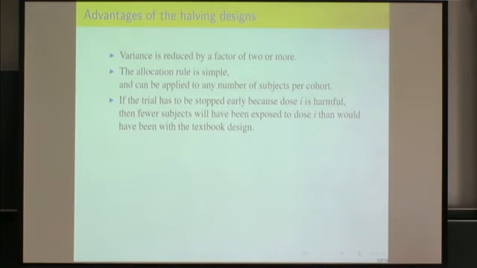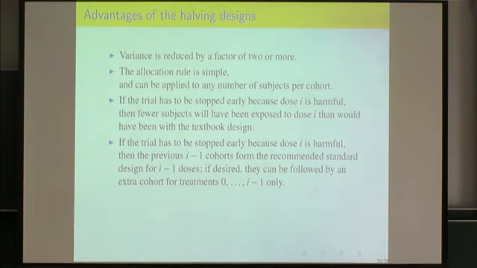A rather nice thing, if the trial has to be stopped early because you found a harmful dose, then actually fewer subjects would have been exposed to that dose than if you did the textbook design. And if you do stop the trial early, you've actually done the best design for the previous number of doses, and so if you wanted, you could then go on and do that extra cohort to do an extended design for that.